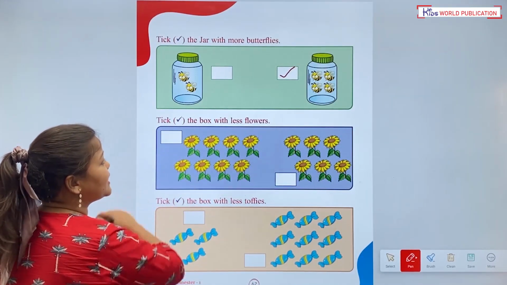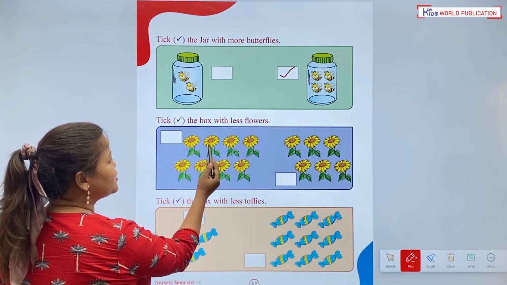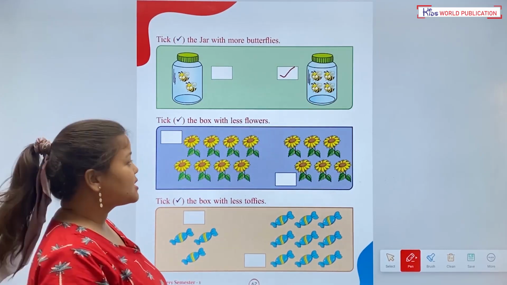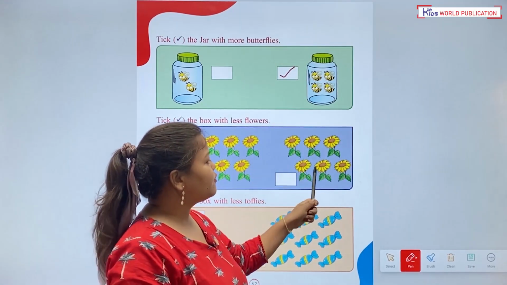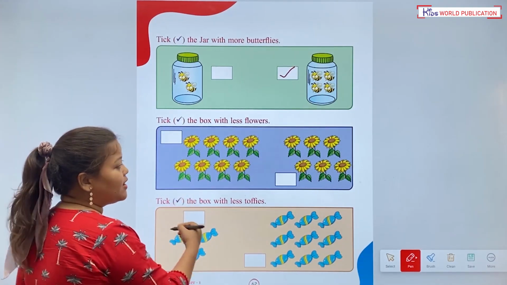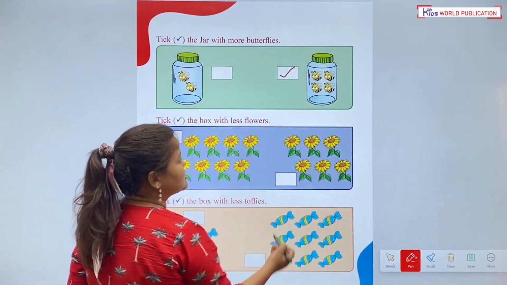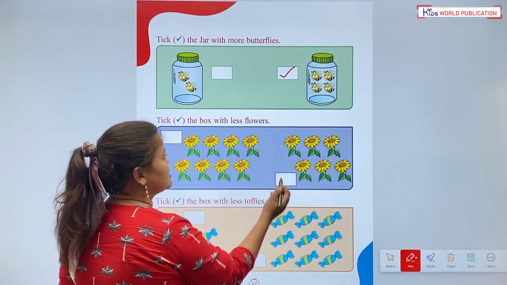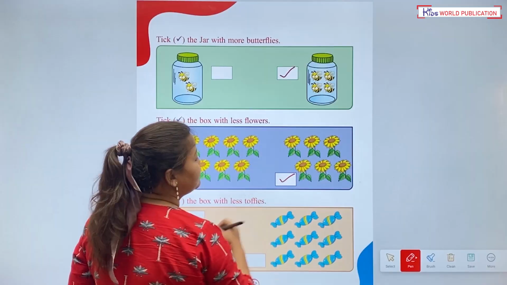Take the box with less flowers. 1, 2, 3, 4, 5, 6, 7, 8. 8 flowers. 1, 2, 3, 4, 5, 6. 6 flowers. So these are 8 flowers and these are 6 flowers. So 6 flowers are less than 8 flowers. So we will tick the box.